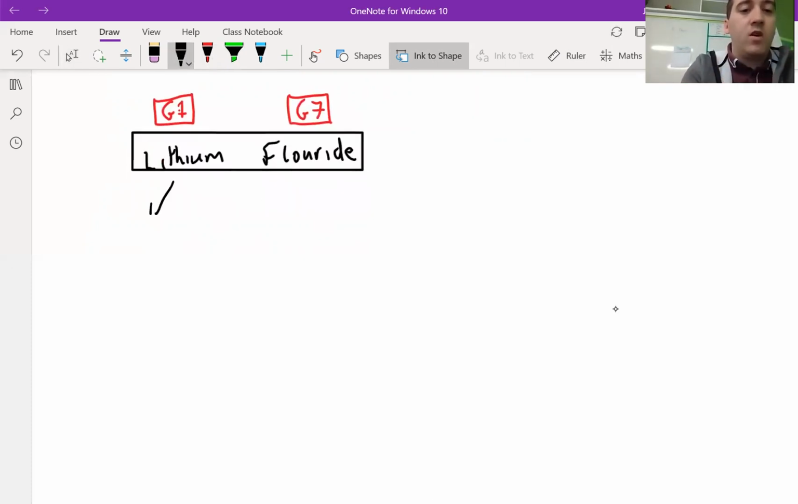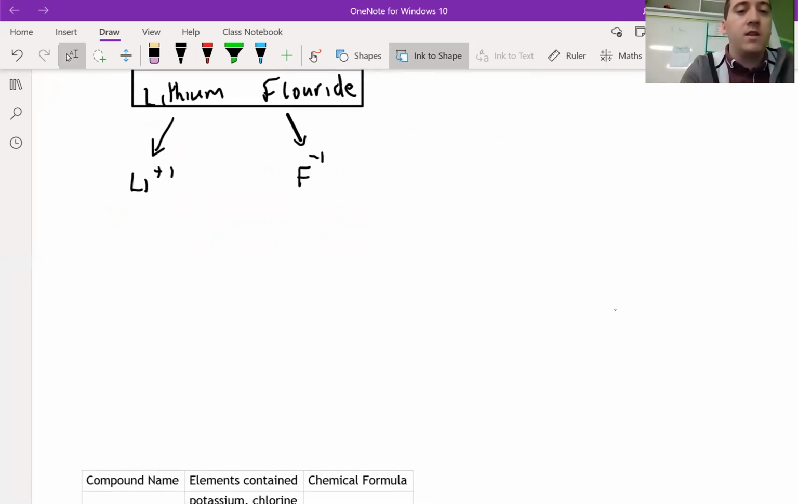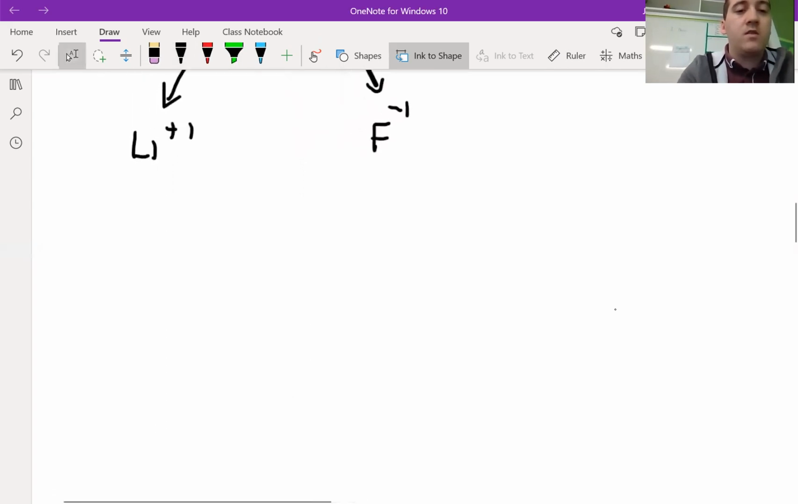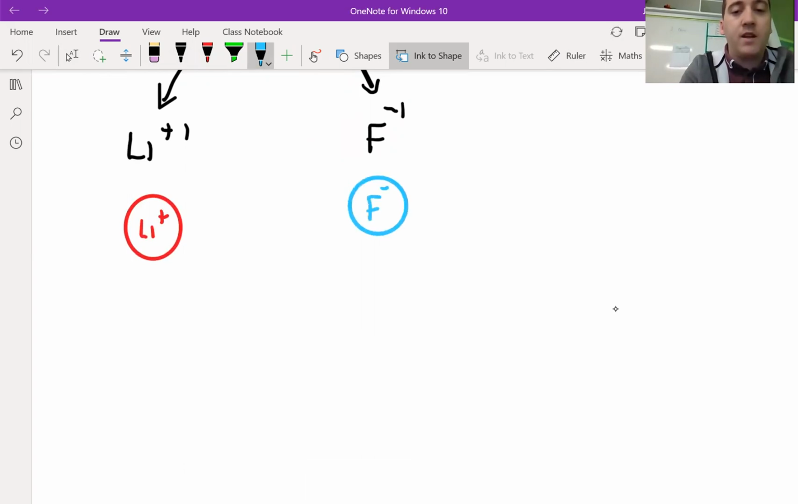So if lithium is in group 1, then we know that it forms an Li+ ion. Fluoride, or the fluoride ion, is in group 7, which means that it's going to form a -1 ion, like that. Okay, so lithium is plus 1 and fluorine is minus 1. So if I was to draw them out, a lithium ion would look like this, Li+, and the fluoride ion would look like this, F-.